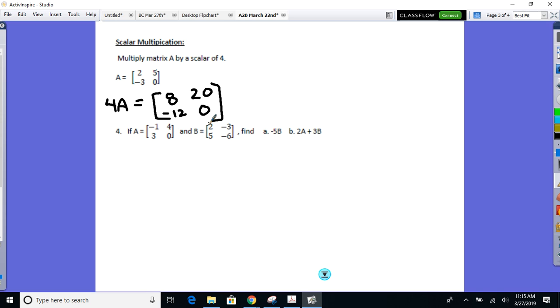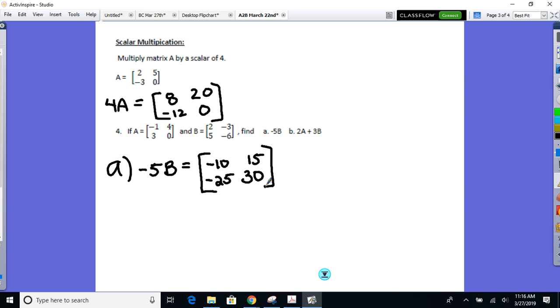All right, let's have a little fun now. I know we're already having fun. Negative 5B. And number 4, negative 5B. Negative 10. It's down below there. Negative 25. 15. Don't think you're getting me again. And 30. Ooh, how about B, huh?